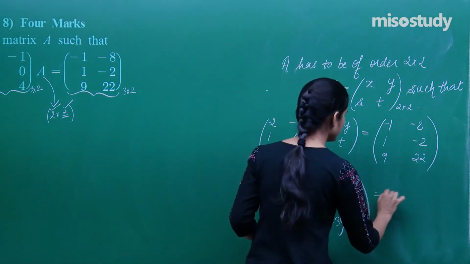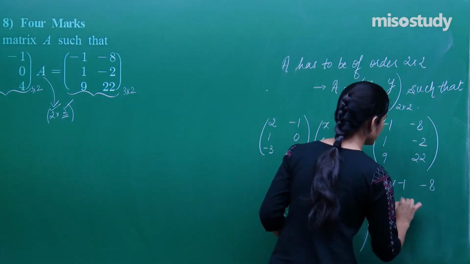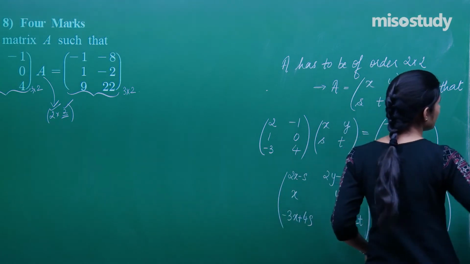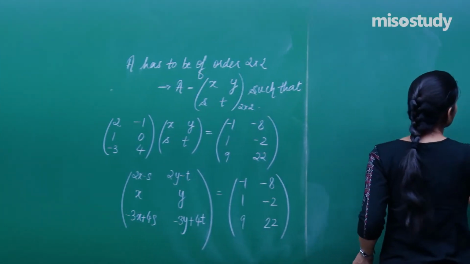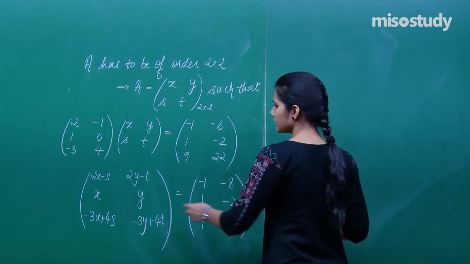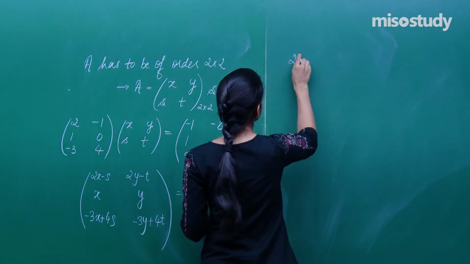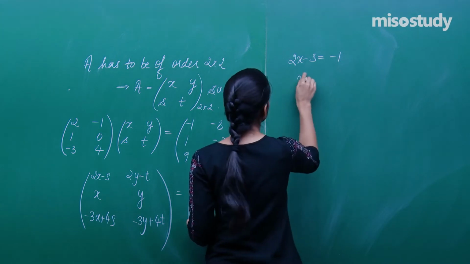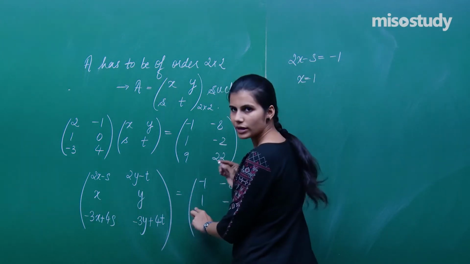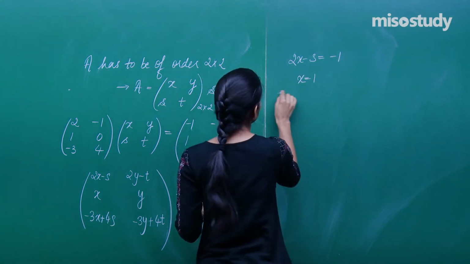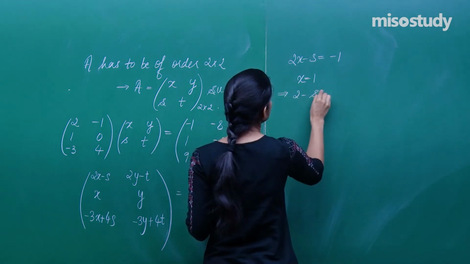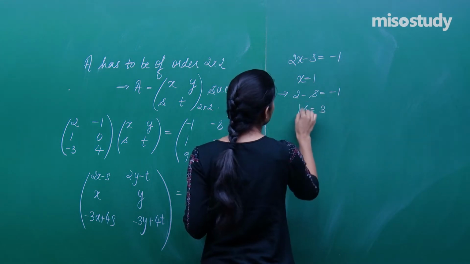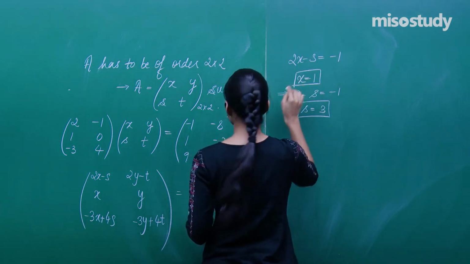Fine. This is given to be equal to [-1, -8, 1, -2, 9, 22]. Because both the matrices are equal, I will be equating their corresponding elements. I am getting 2x minus s is minus 1. x is given to be 1, because corresponding entries are same. If x is 1, you get 2 minus s is minus 1, or 2 plus 1 is s, so s is 3. So you have got s is 3, you have got x is 1.